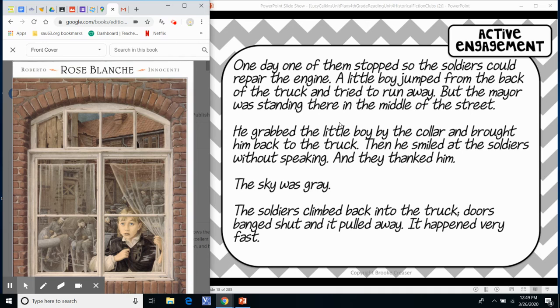One day, one of them stopped so the soldiers could repair the engine. A little boy jumped from the back of the truck and tried to run away. But the mayor was standing there in the middle of the street, and he grabbed the little boy by the collar and brought him to the truck. And then he smiled at the soldiers without speaking, and they thanked him. The sky was gray. The soldiers climbed back into the truck. Doors banged shut and it pulled away. It happened very fast.